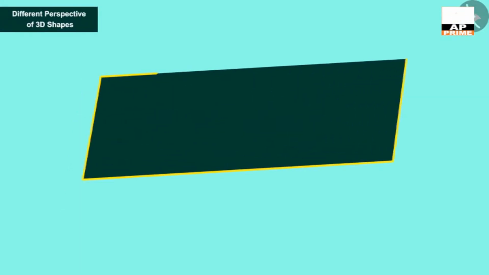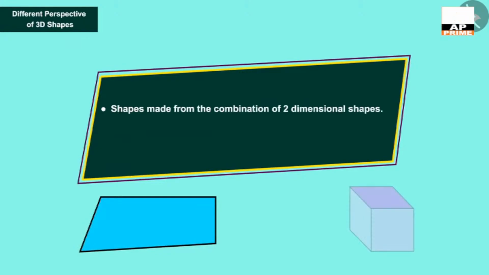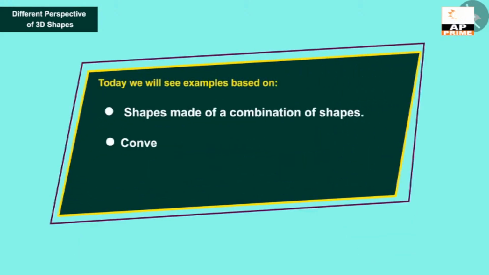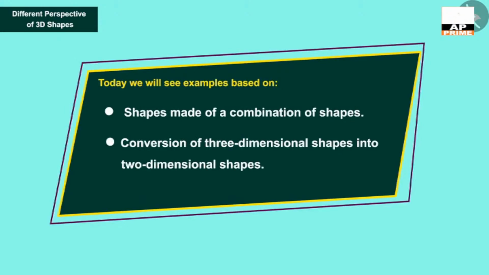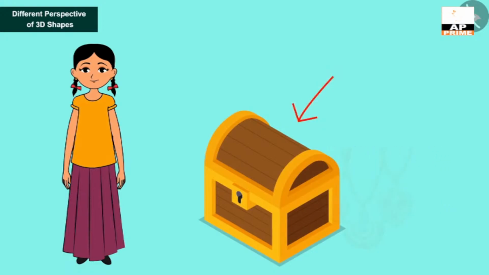In the previous video, we learned about shapes made from the combination of two-dimensional shapes and different perspectives of three-dimensional shapes. Today, we will see examples based on these. Maya keeps her jewelry in the box shown. Can you tell by which combination of shapes this box has been made?